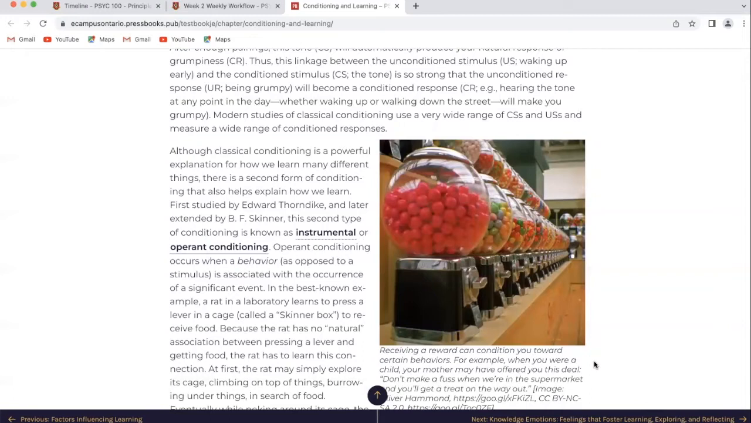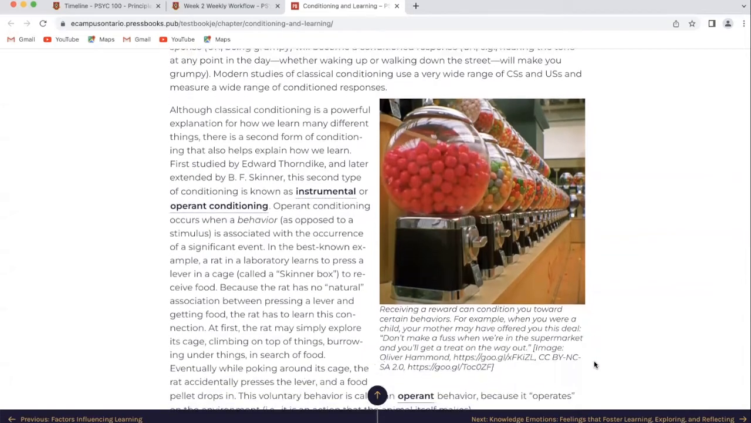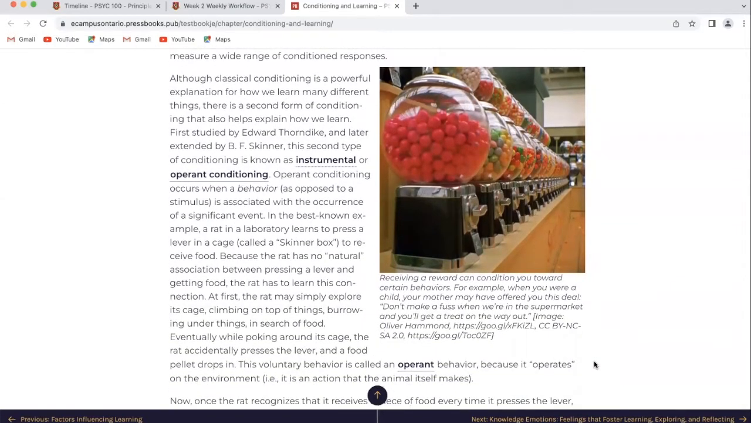Although classical conditioning is a powerful explanation for how we learn many different things, there's a second form of conditioning that also helps explain how we learn. First studied by Edward Thorndike and later extended by B.F. Skinner, this second type of conditioning is known as instrumental or operant conditioning. Operant conditioning occurs when a behavior, as opposed to a stimulus, is associated with the occurrence of a significant event.